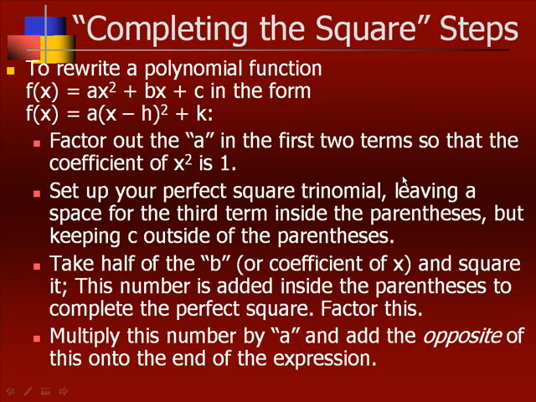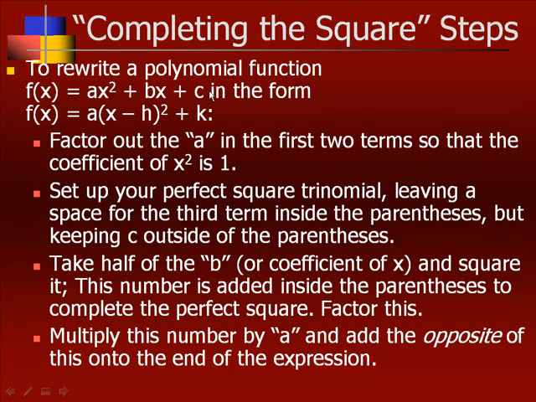Now, what if it's not already in a perfect square trinomial form? If they give us ax squared plus bx plus c, the first thing we're going to do is factor out the a, or the number in front of the x squared, out of the x squared term and the x term. We always want our x squared term to have a coefficient of 1. Then we're going to set up the perfect square trinomial, leaving the space for the third term inside the parentheses, and keep c out of the parentheses.